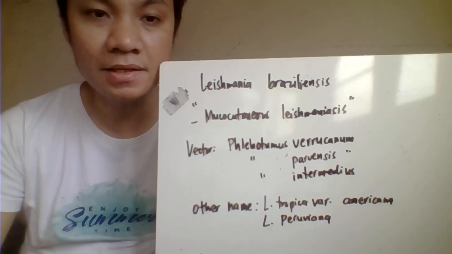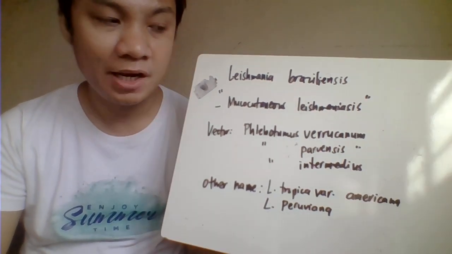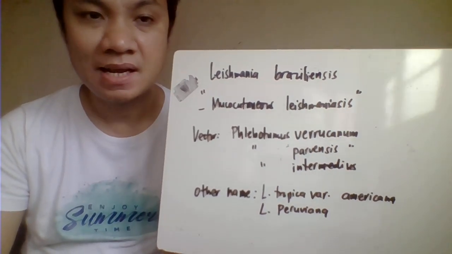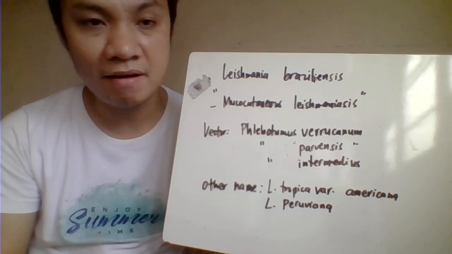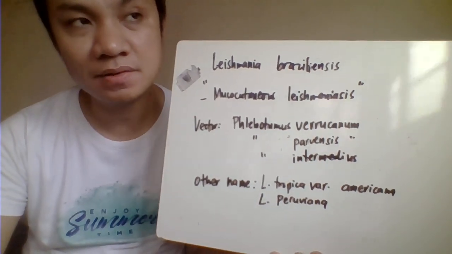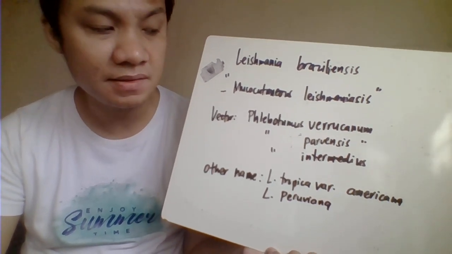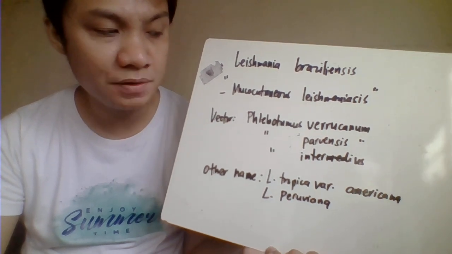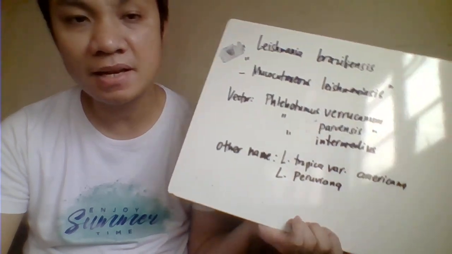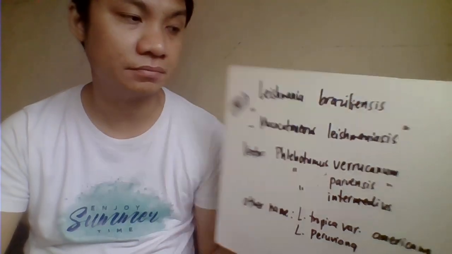Okay, so we start the discussion with the species Leishmania brasiliensis. Leishmania brasiliensis, again, this is your mucocutaneous leishmaniasis. Again, it's being transmitted by the Phlebotomus or the Lutzomyia species. So we have here the vectors: Phlebotomus verrucarum, Phlebotomus pifanoi, and Phlebotomus intermedius. Other names we have are Leishmania tropica variety americana, and Leishmania peruviana.